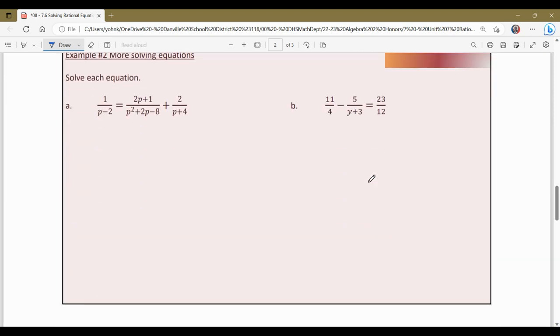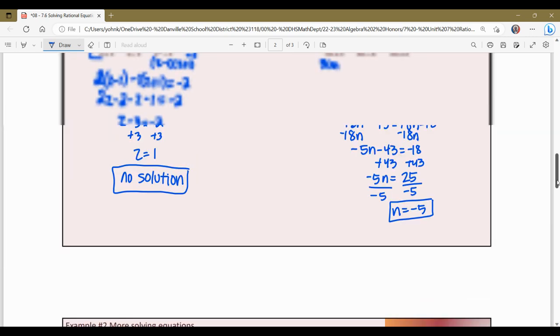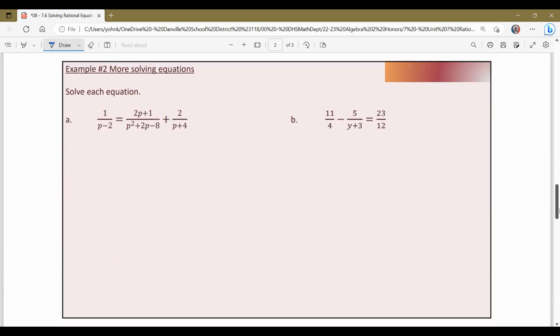All right, let's see what we got here. Always look at those denominators to try to figure out what's going on. If I look in the first one, my middle denominator can factor into p plus 4, p minus 2. That makes it really nice because notice the other denominators are p plus 4 and p minus 2. So when I find my common denominator that I'm going to multiply by, it is p plus 4 times p minus 2.